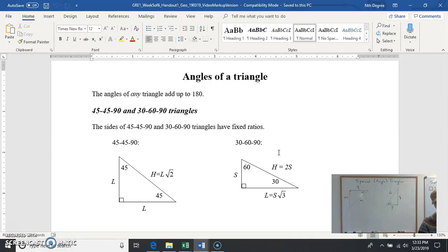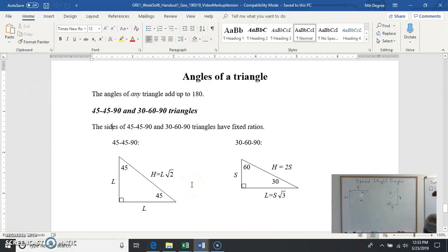But in this discussion, we're really going to focus on two special triangles. And they're going to be special because of their angles. So the first special triangle is the 45, 45, 90. It's shown here. It's named after its angles. So it has a 45-degree angle, another 45-degree angle, and then a 90. And you can check those all add up to 180. The other special triangle is the 30, 60, 90.